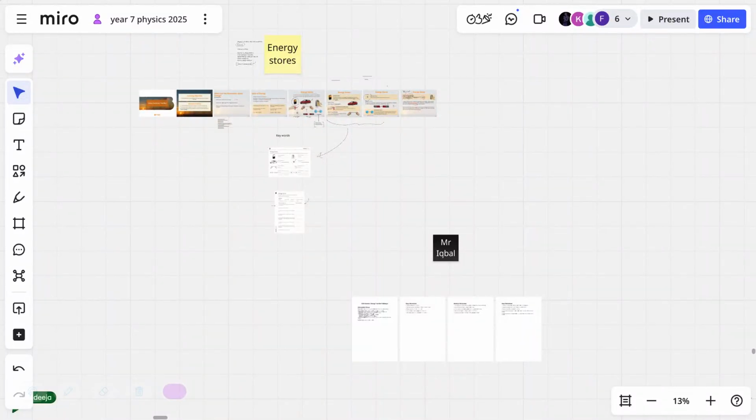Last time we looked at energy stores. Now, there are two different things that are very, very similar in wording, and you've got to know the difference.